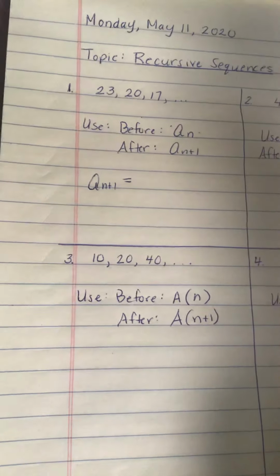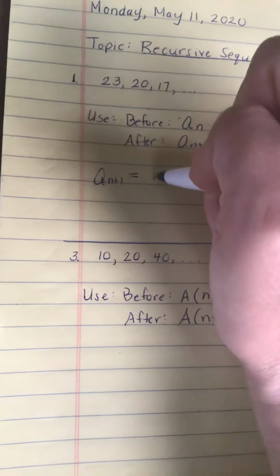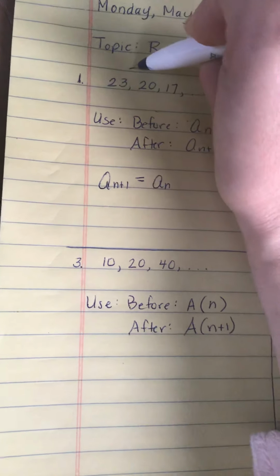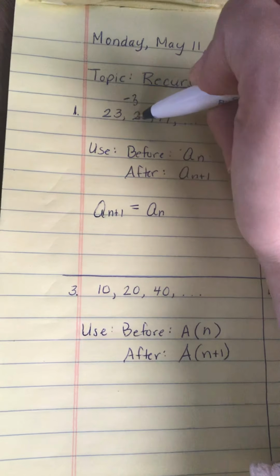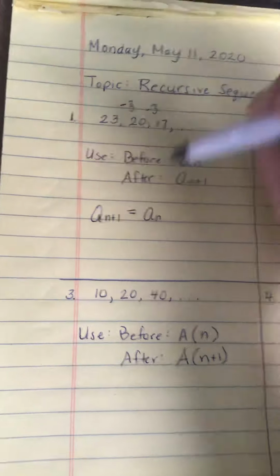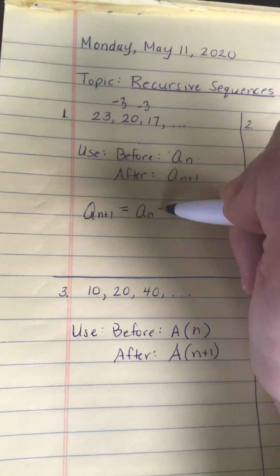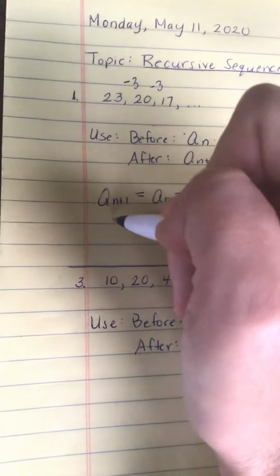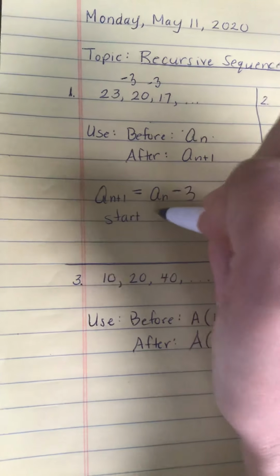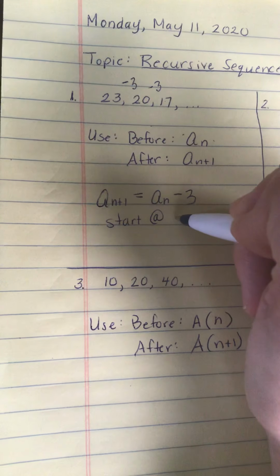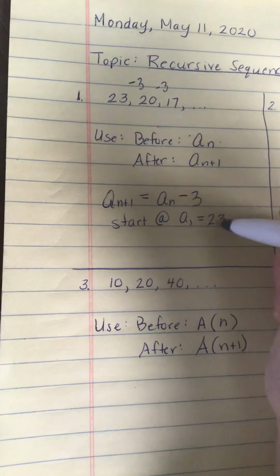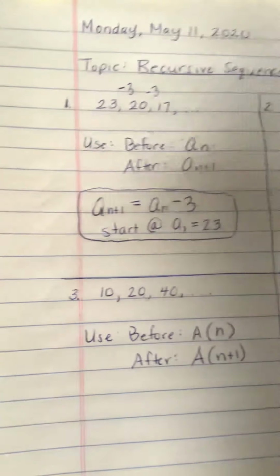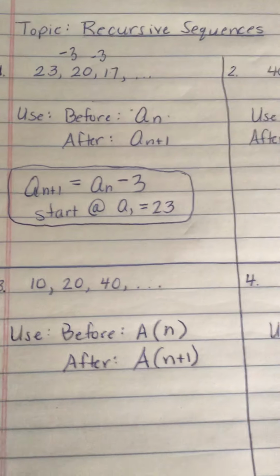Then you always think like a third grader or second grader with this. You take the before, and what do you notice is happening? So when this is before, how do you get to the after? You subtract 3. So you take the before and you subtract 3 and you get the after. And then you could write start at, don't forget this part, a sub 1 equals 23. And that's it for that one.